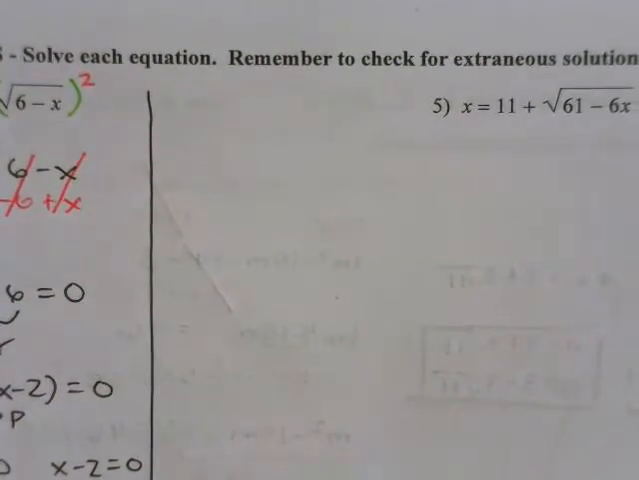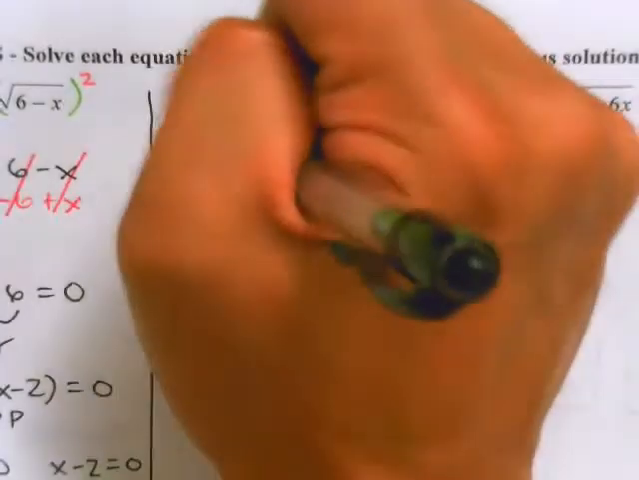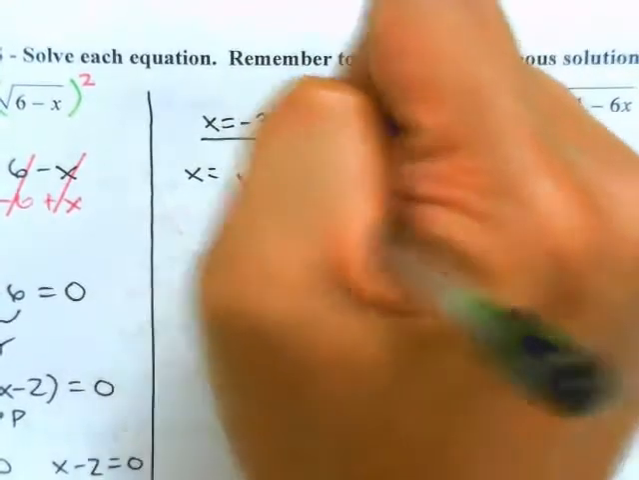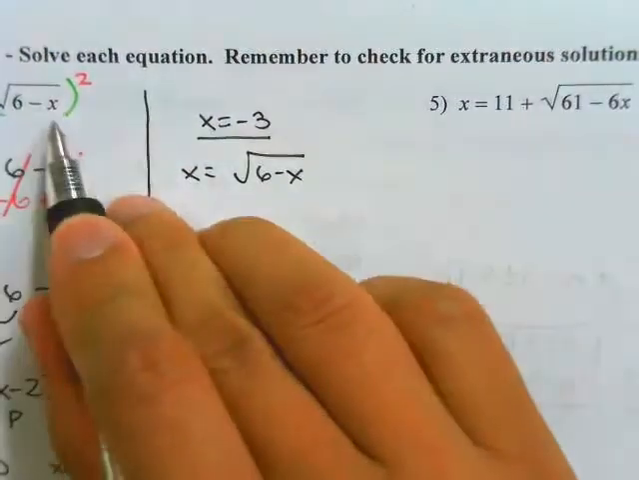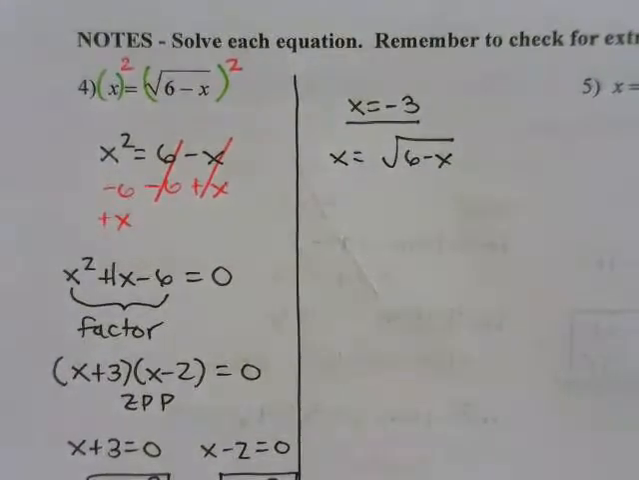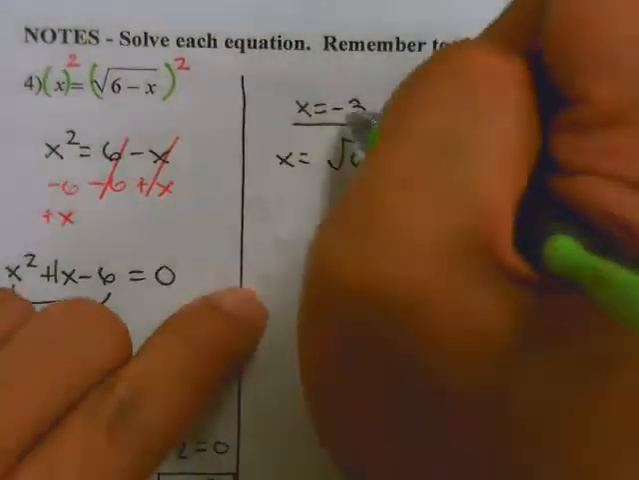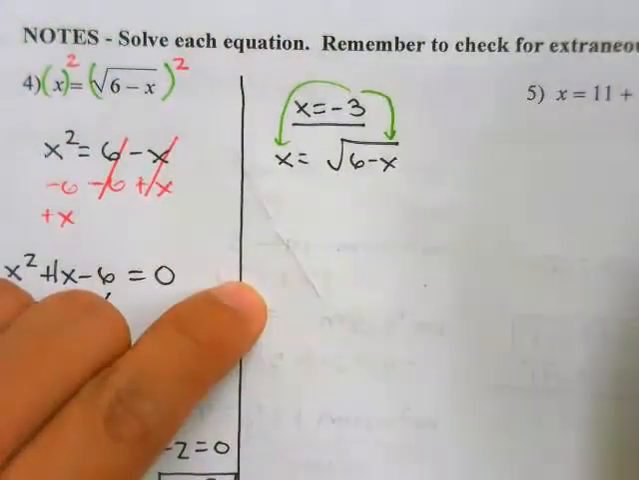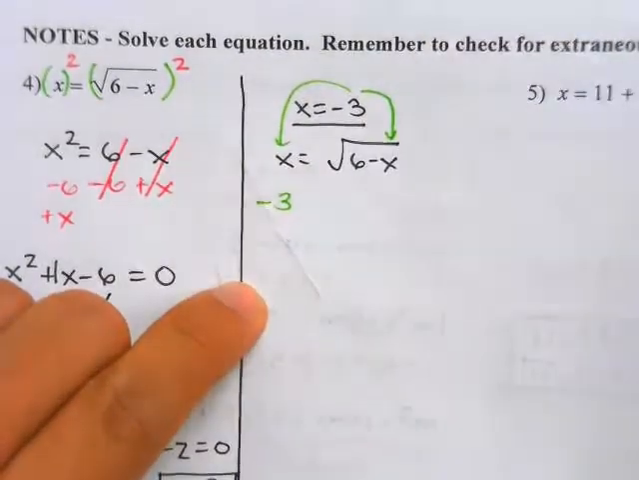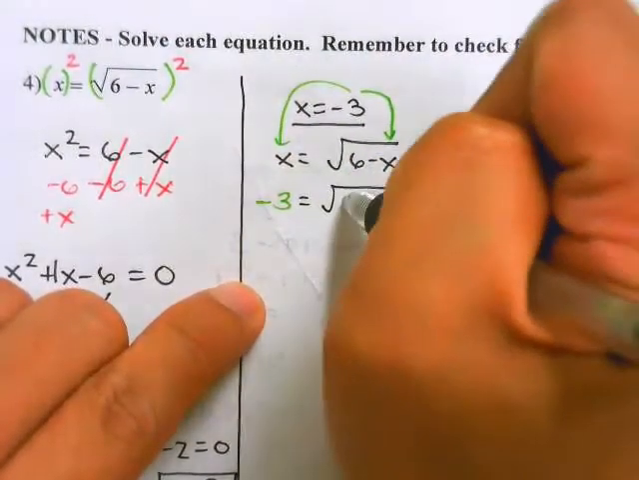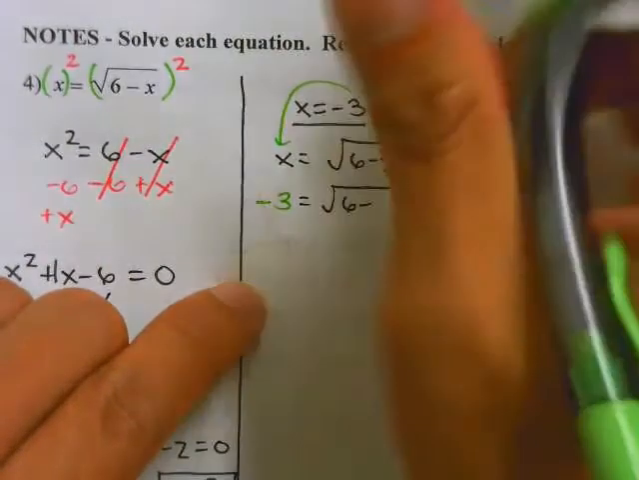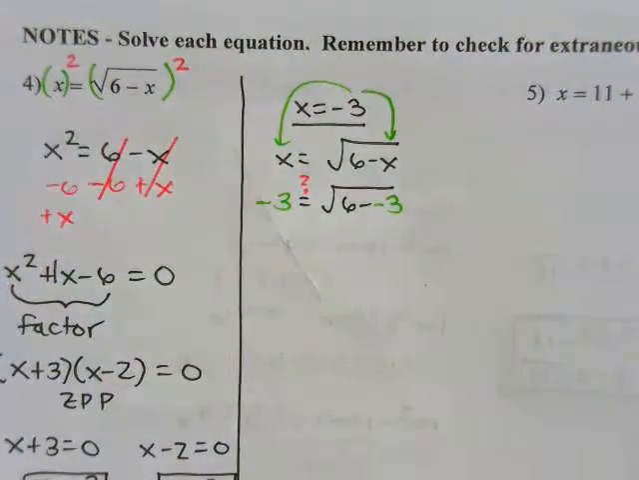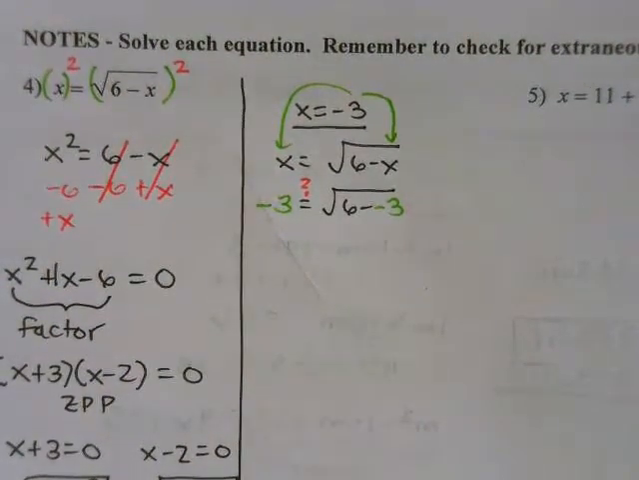So let's start with the first one first. Let's start with -3, I guess. X equals -3, checking. So what you're going to do is go back to your original equation right over here, the one before you squared both sides, and then plug in the -3. So here and then here. So -3, 6 minus -3. And then I'm going to put a question mark here because we don't know if they're equal yet. So we're checking to make sure that they're equal.